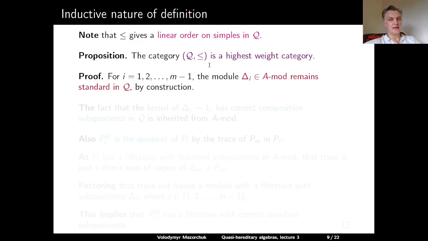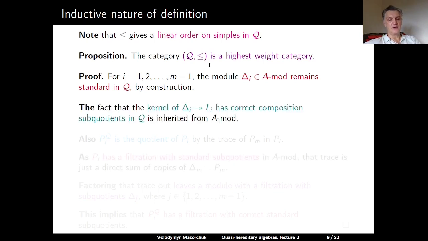Then the standard module delta I from A mod remains standard in Q simply by construction. It's a maximal quotient of Pi, whose simple subquotients are indexed by I minus 1, and so on. And all these simple subquotients live in Q, so delta I remains standard in Q by construction. The fact that the kernel of the projection from delta I to Li has correct composition subquotients is directly inherited from A mod. They are indexed by strictly smaller indices than I, and all those indices remain in Q.